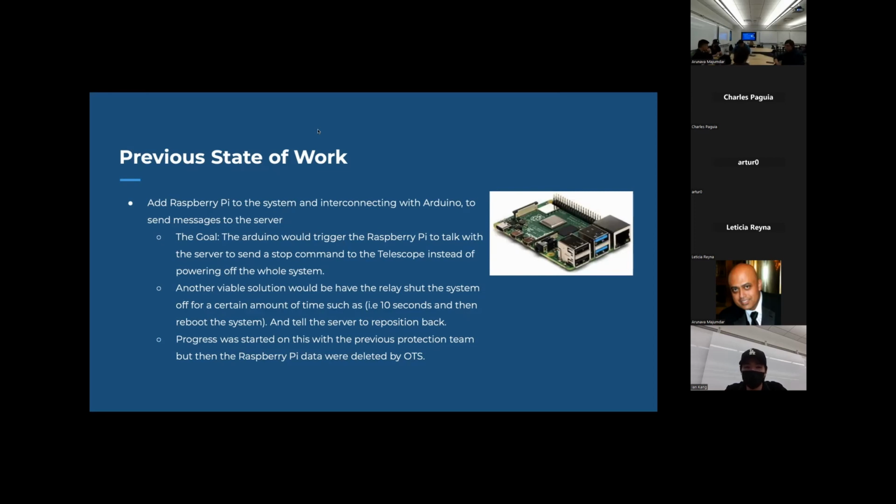With the method, there are solutions such as setting a relay shutdown to the system for some amount of time, such as 10 seconds, and then rebooting the system and then telling the server to position the telescope back to a normal safe position. Progress for this method had been started with the previous protection team, but then the Raspberry Pi data was deleted by OTS, so we couldn't continue with this method.